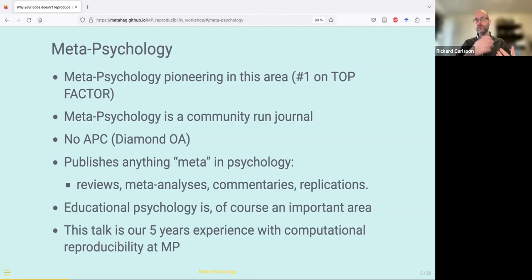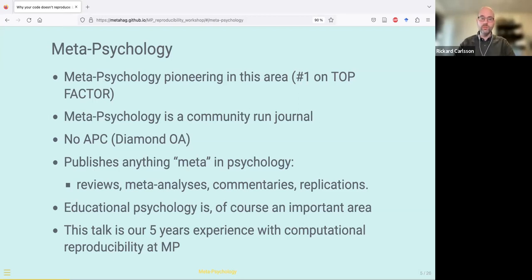And one thing they have started to actually look at recently is whether computational reproducibility checks are actually being done. Metapsychology is a community-run journal. This means that we are not owned by an organization or a society. We are also not owned by one of the bigger publishing houses. We're not connected to Elsevier or Taylor & Francis or Springer Nature or anything like that.